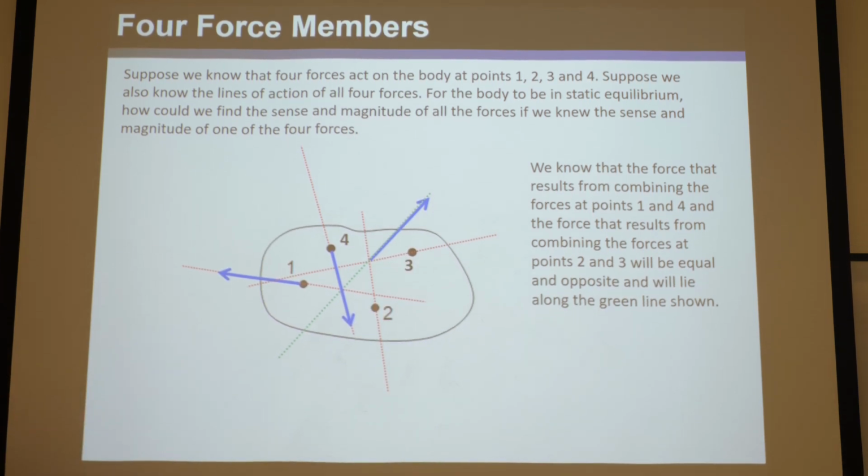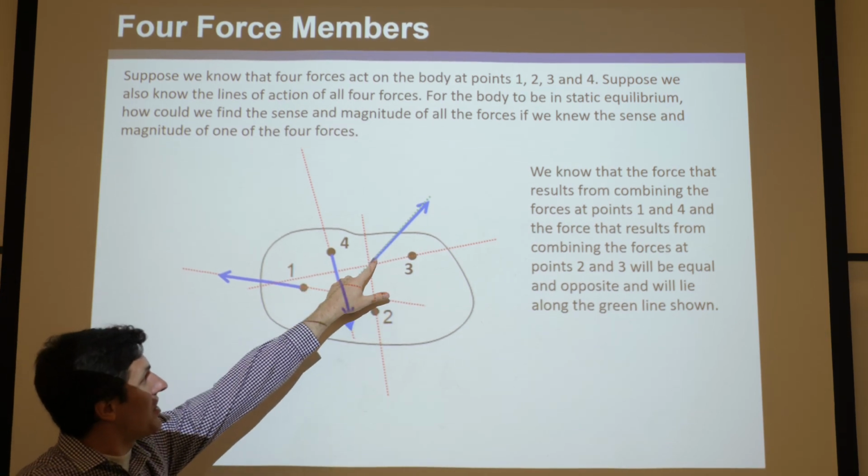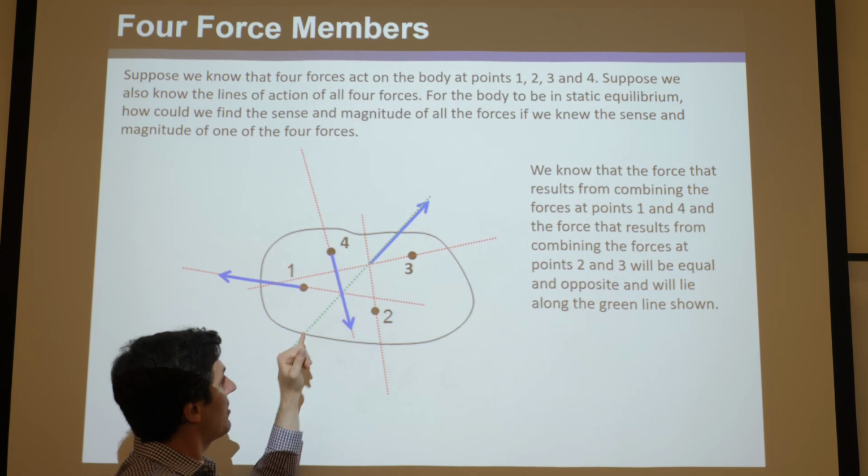So from that we also know the combination of 1 and 4 had better be equal and opposite to this one, because that's if 1 and 4 were combined and 2 and 3 were combined. That's how we found the green line in the first place.